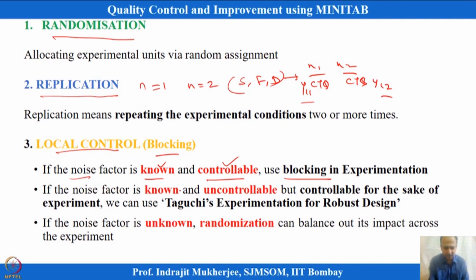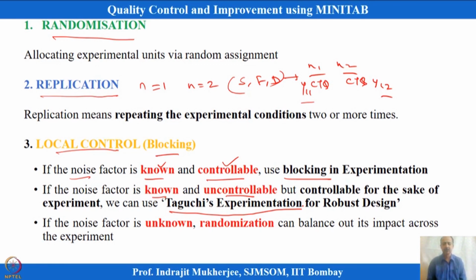Sometimes the scenario may be that noise is known but uncontrollable. I already have some information about the noise, but it is uncontrollable for the sake of experimentation. Here also there are alternatives, so it can be controlled. In certain scenarios we can adopt Taguchi's experimentation methods to deal with this. That means whenever noise is there but we have some knowledge of it, one is the classical approach of blocking, and one is Taguchi's method of dealing with noise variables.